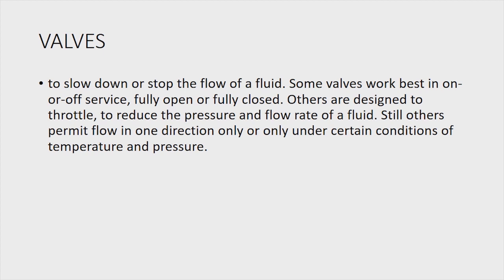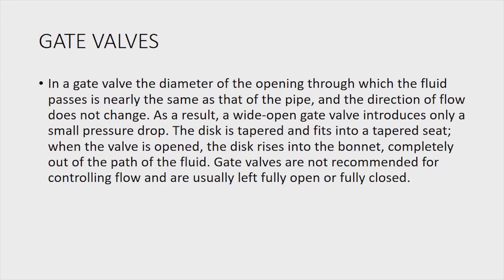Next we are going to the gate valve. In a gate valve, the diameter of the opening through which the fluid passes is nearly the same as that of the pipe, and the direction of flow does not change. As a result, a wide open gate valve introduces only a small pressure drop. The disc is tapered and fits into a tapered seat. When the valve is opened, the disc rises to a bonnet, completely out of the path of the fluid.